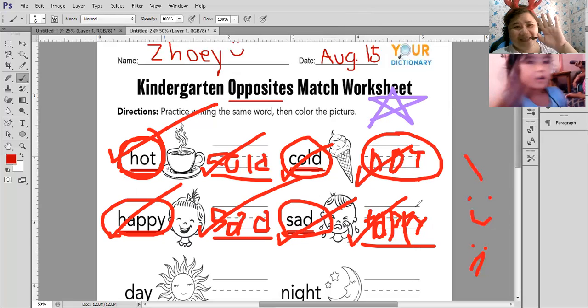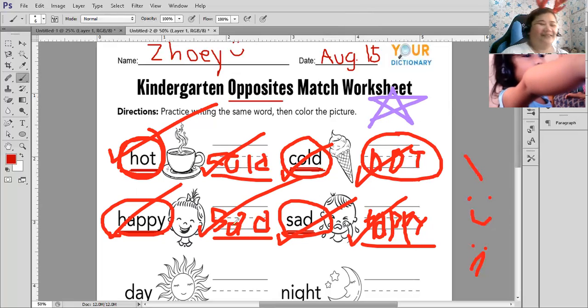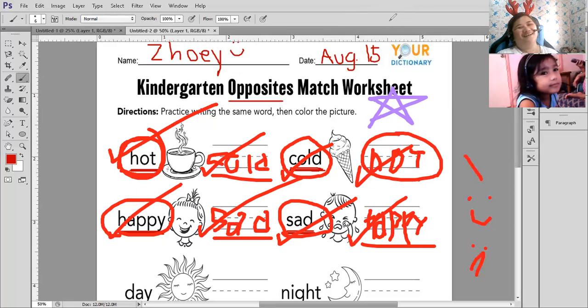Teacher Kalay, what about the opposite of the moon and the sun? Okay, wait. Okay, so yeah, very good on this part of our activity. Let's go to the next part, okay?